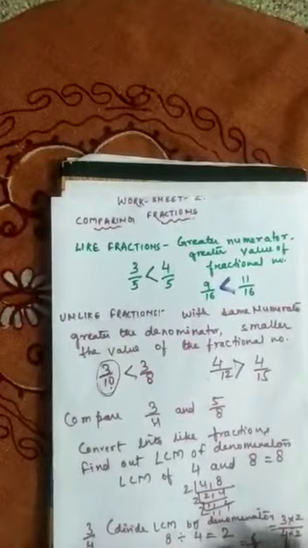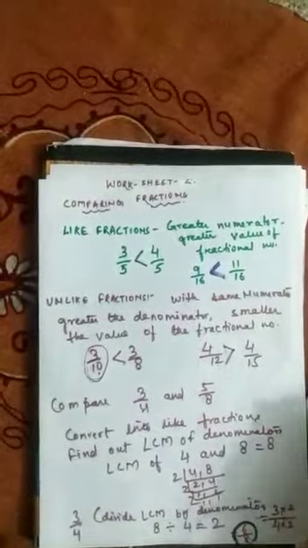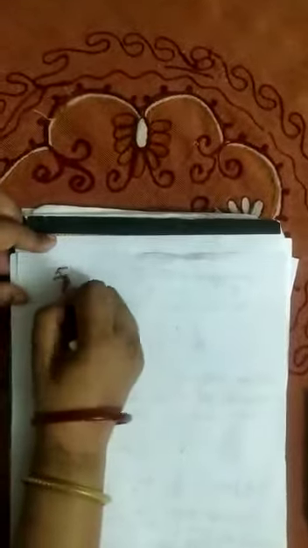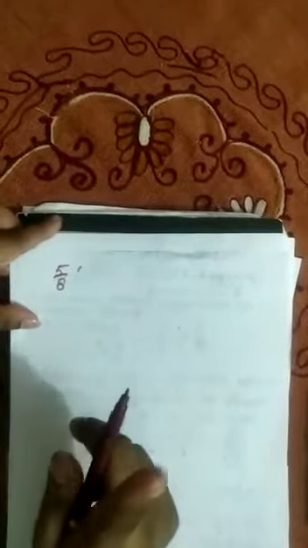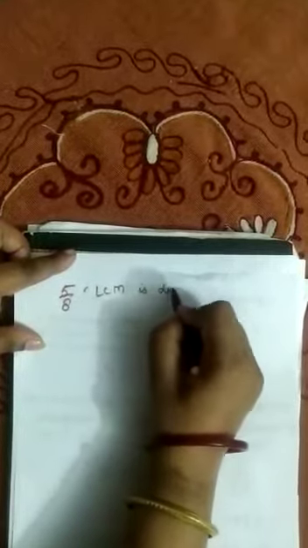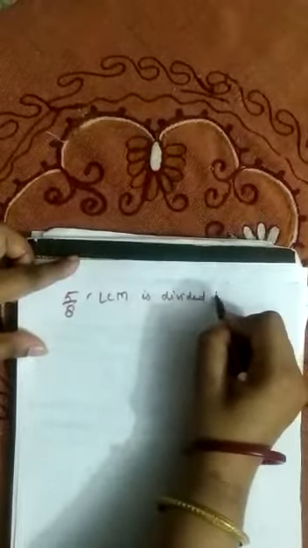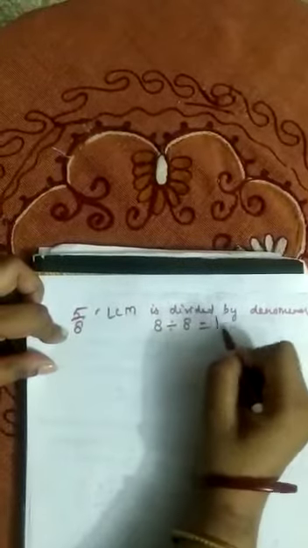This is one of the fractional numbers. Okay. Now come to the next fractional number. What is the next fraction number? 5 by 8. So what do we get as the LCM? The LCM is 8. So the LCM is divided by the denominator. It means LCM is 8. It is divided by the denominator 8. What do we get? 1.